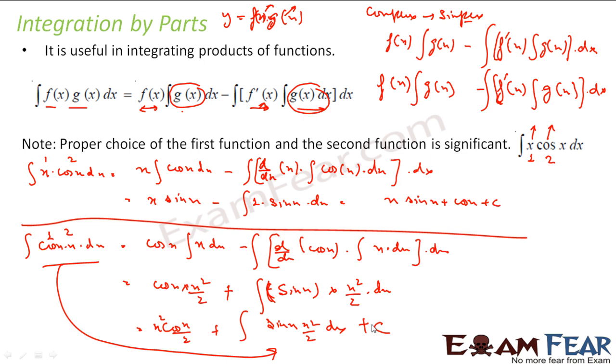Thus, in the first case when I chose x as the first function and cos x as the second function, I was able to reduce this to a simpler function, and then I was able to derive the integral also. In the second case, when I choose cos x as the first function and x as the second function, instead of simplifying it, I'm making it all the more complex. Thus, which should be the first and which should be the second is very much important.